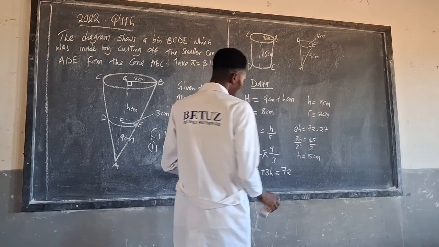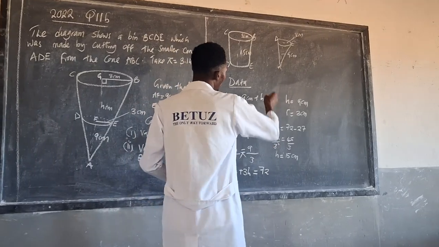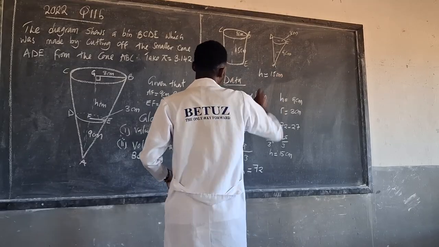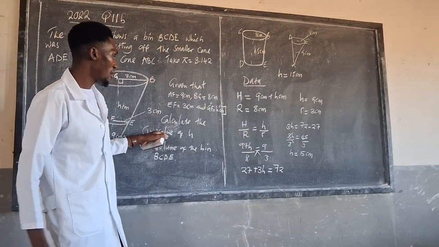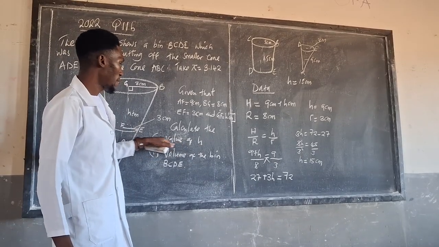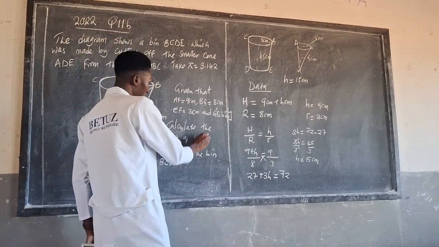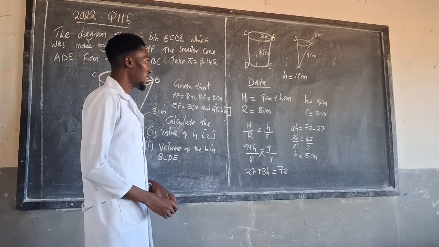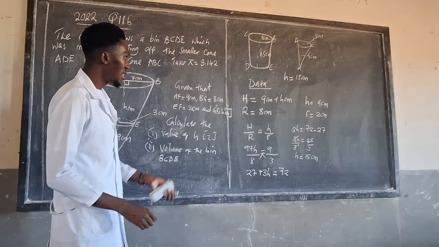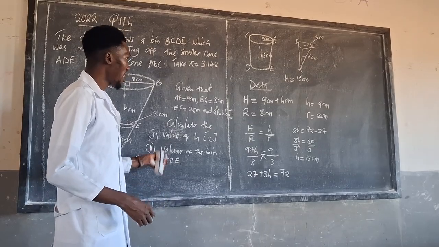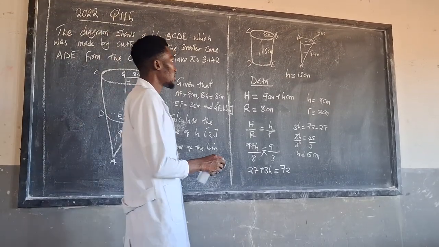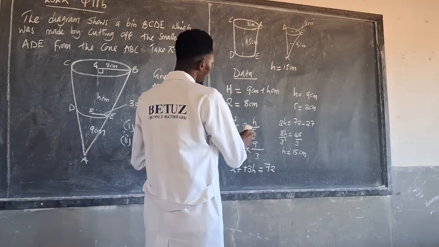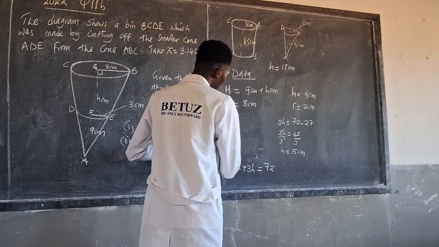So here we have found our h to be 15 centimeters. Meaning here we have answered the first question. This is 2 marks. Then this is 4 marks. So now, having found h, we find the volume. So here we just get the data which we have. Let's go back to our data.